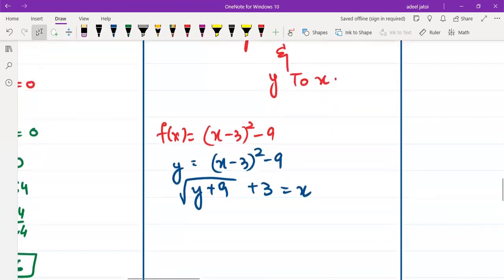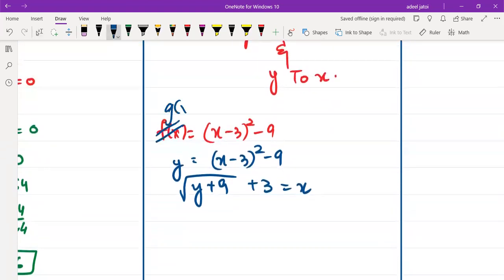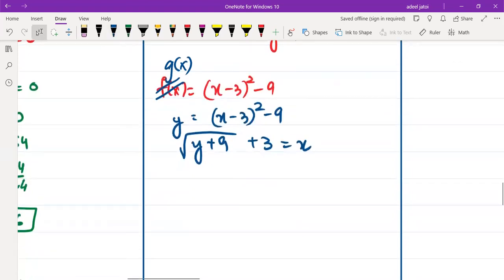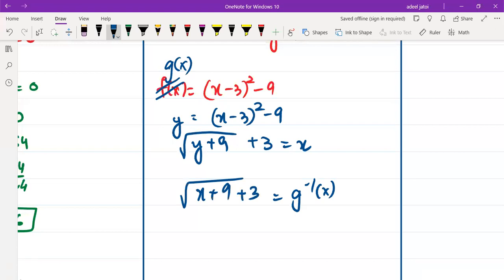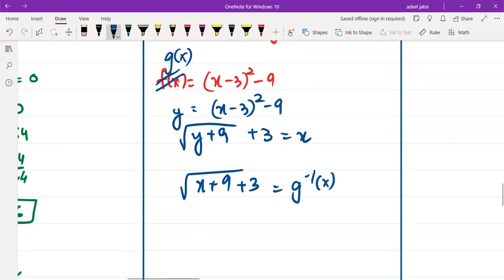The question was of g x. So can we say the x will be changed to g inverse of x, where y will be changed to x only. But there is one thing that you need to understand. Whenever there is a square root, you have a plus or minus sign.